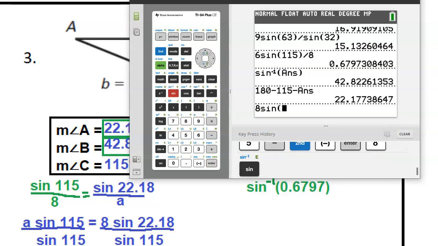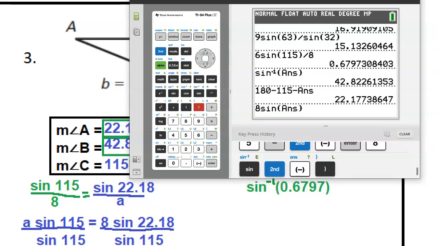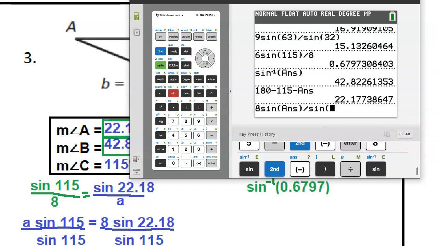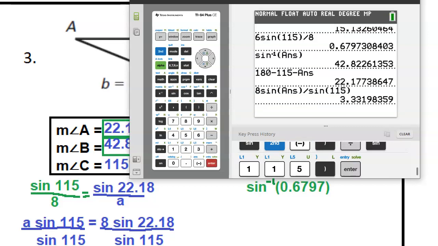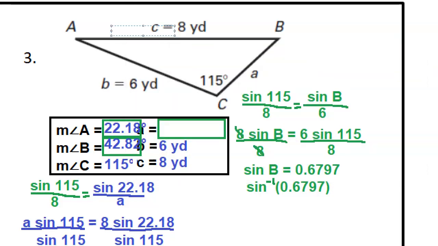So 8 times the sine of, do the answer trick again. I don't want to have any rounding issues, so do the answer trick again. Just leave that exact number in on the calculator. We rounded on our paper, but that doesn't mean you have to round with the calculator. And we get A equals 3.33. All right, 3.33 yards. There you go.